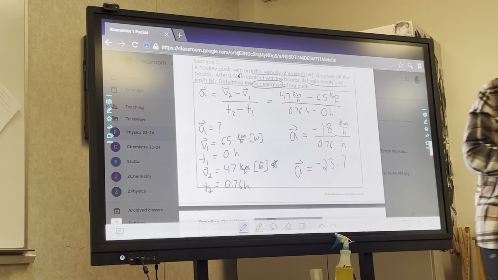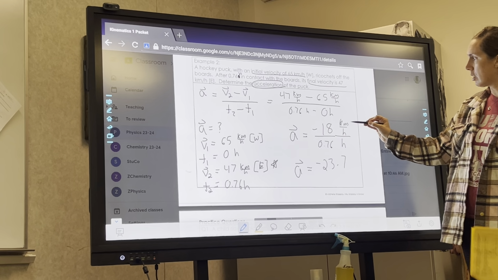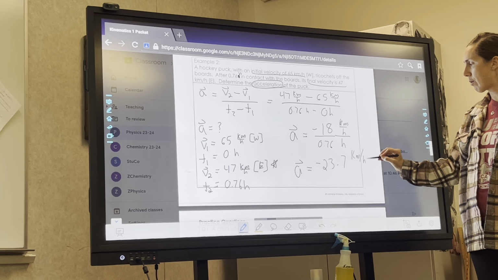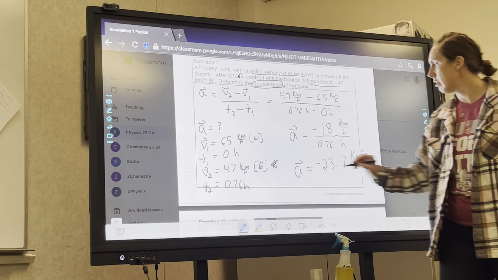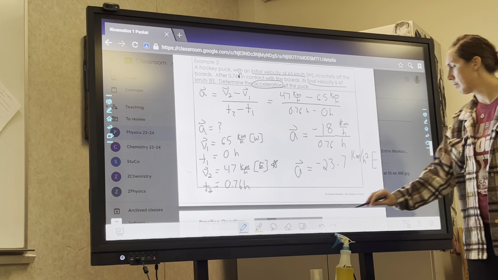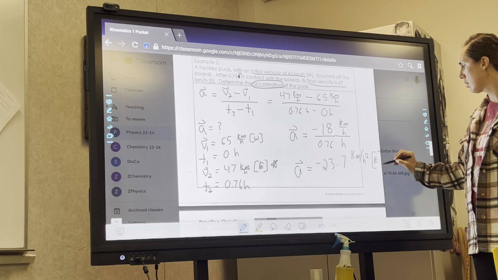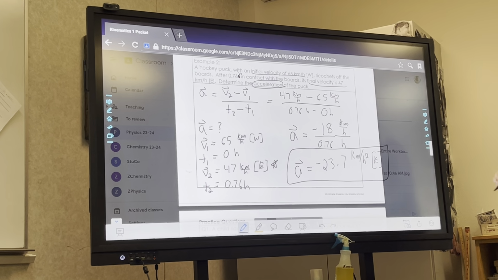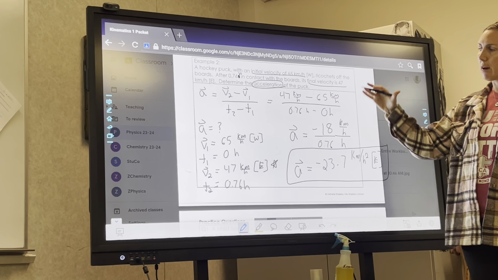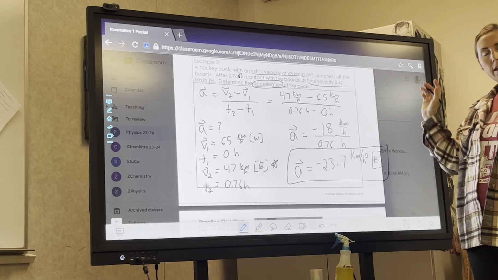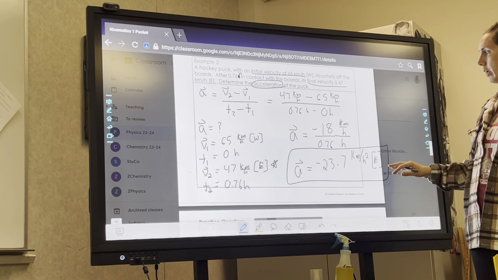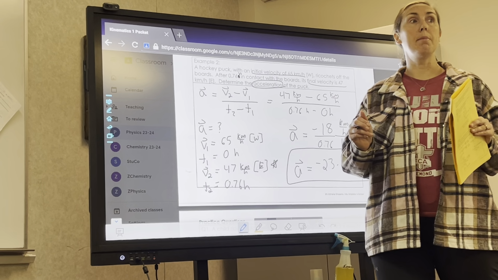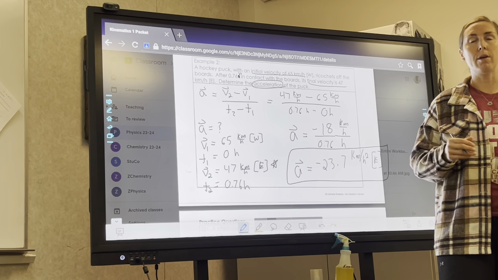23.7, okay? Units, kilometers per hour squared, and it's in the direction of east. Okay, so all we had to do is just make sure we had our formula, listed out all of our variables, plugged it in, and just did the math. Okay, so let's talk about what's important here. We have a negative sign. So remember, when you're positively accelerating, you're speeding up. When you're negatively accelerating, you're slowing down.